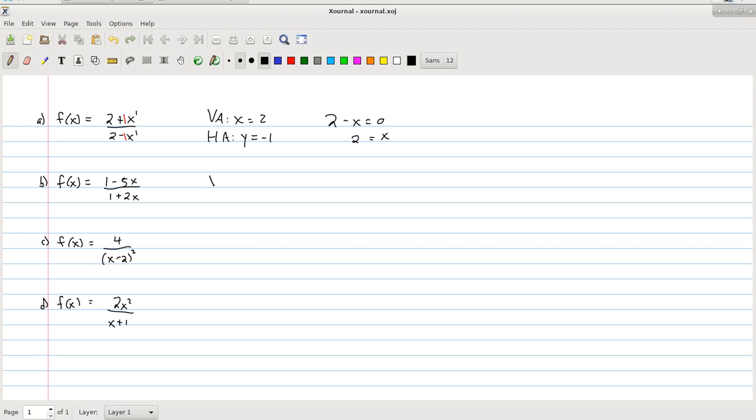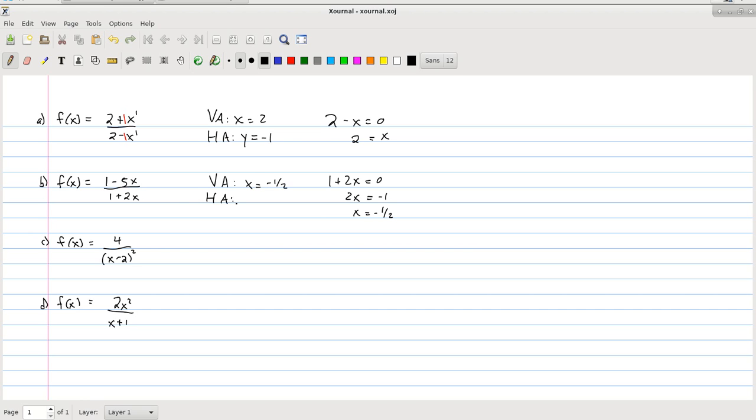Part B. Vertical asymptote first, we set the denominator equal to 0. So we've got 1 plus 2x equals 0. We can subtract 1 from both sides of the equation to get 2x equals negative 1. Then divide both sides by 2 to get x equals negative 1/2. Now that we've isolated x, we know our vertical asymptote is x equals negative 1/2.